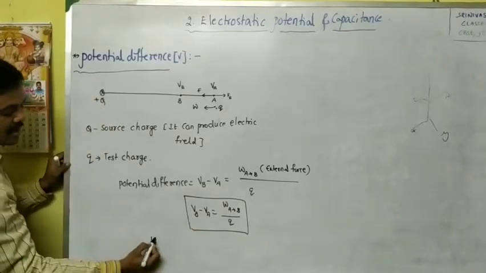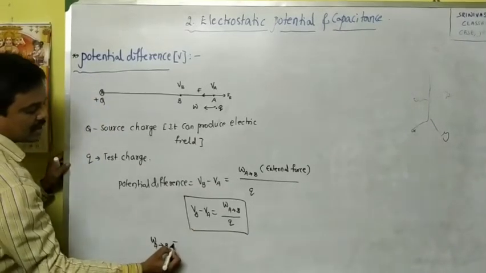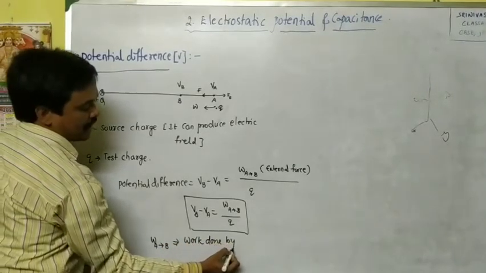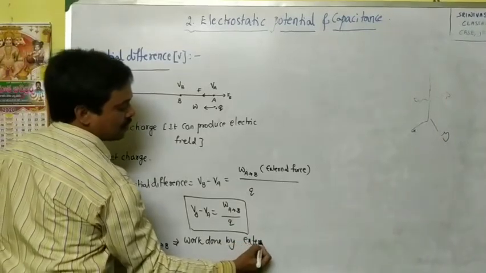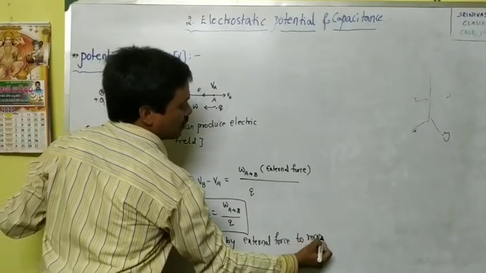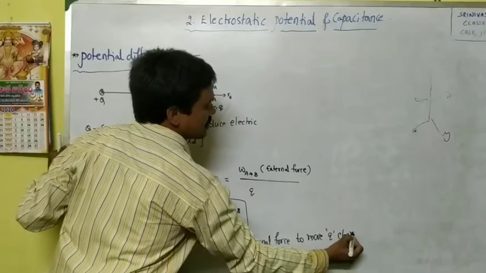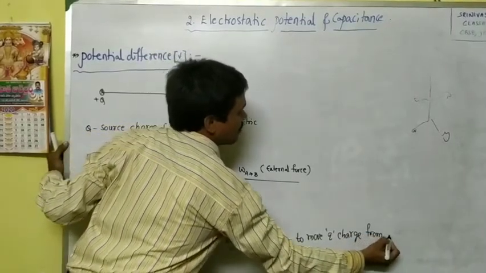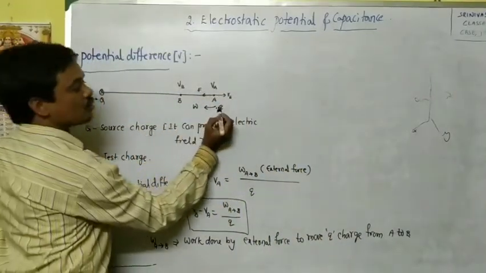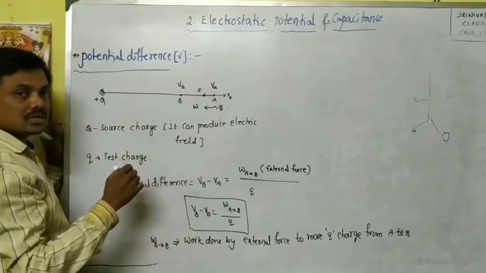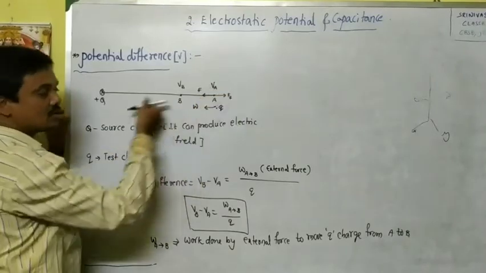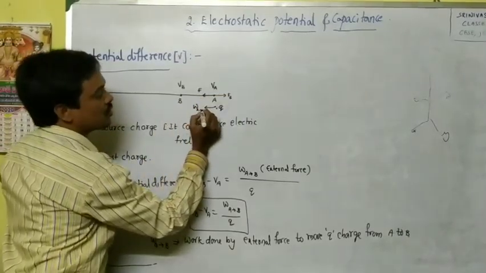What is WAB here? WAB is the work done by the external force to move the q charge from A to B. We want to move the small q charge from A to B. We have to do some work because we have to apply some force, and there is some displacement. That means we are doing some work here. This is the work done to move from A to B.